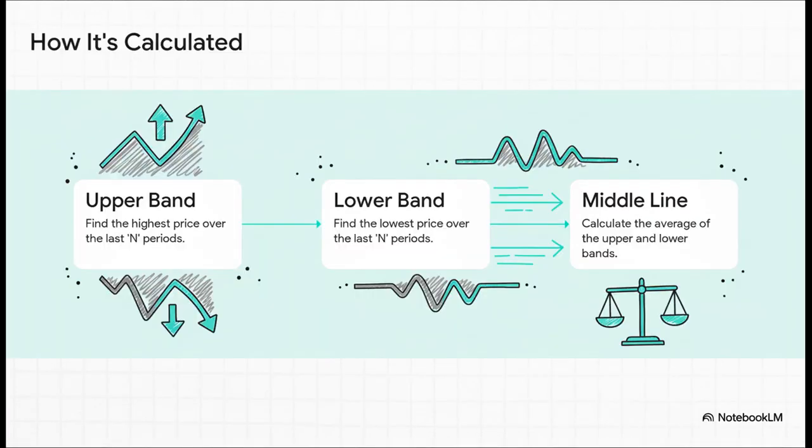And how you calculate it is just as easy. There's no crazy math here, no standard deviations, none of that stuff. You literally just take the highest high for the upper band, the lowest low for the lower band. And that middle line? It's just the average of those two. Simple as that. The elegance is in its simplicity.